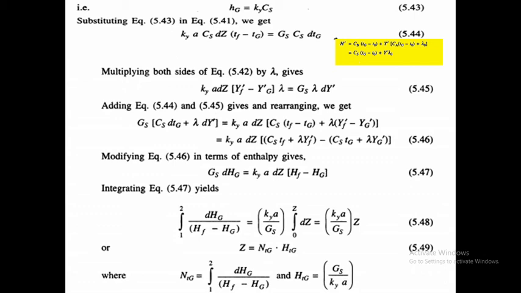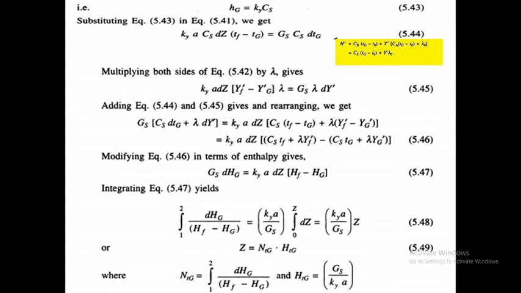Adding equation 5.44 and 5.45 and rearranging, refer to equations 5.44 and 5.45. On the RHS, the common term is Gs. Take Gs outside: Gs into Cs into dTg plus lambda into dy dash. In the above two expressions, refer to the LHS. A common term is Ky A into D is at; take it outside, then Cs into Tf minus Tg plus lambda into Yf dash minus Yg dash.